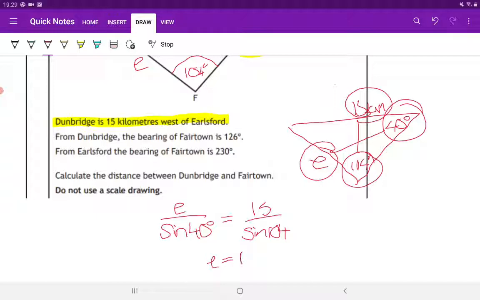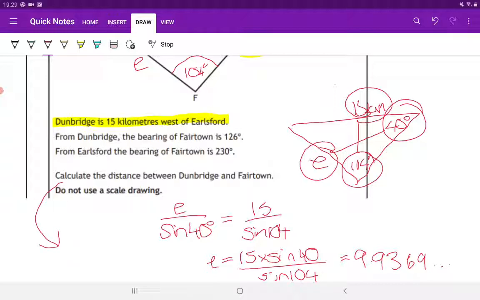And from there, E is going to be 15 times sine 40 over sine 104. And at that point, we're grabbing the calculator, making sure we type it in correctly, making sure we close any brackets we need to, and so on and so forth. If we've got to this stage and we've been doing the work as I've been asking you to, then that shouldn't be a problem, because you should be keeping up with all that, or letting me know that you've not got there. And we get 9.3698 and so on. So I would say that the distance between Dunbridge and Fairtown is 9.94, and it was in kilometres.